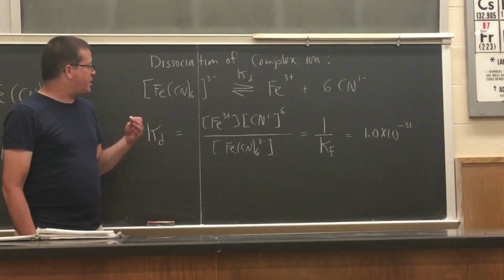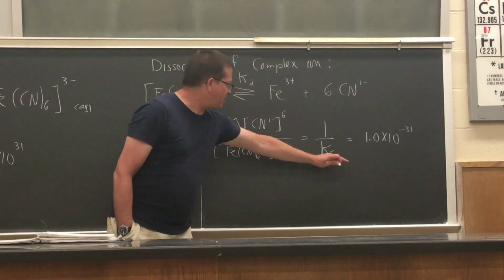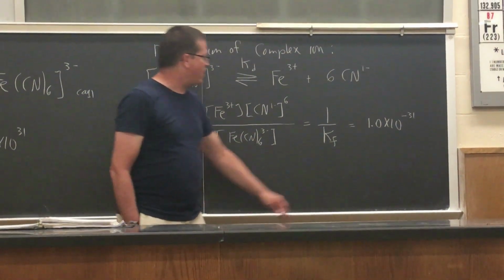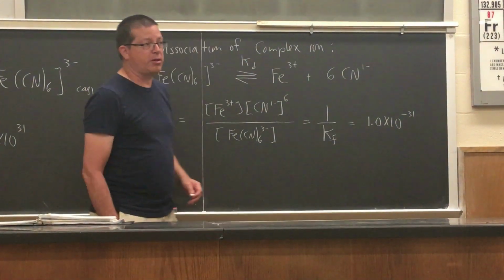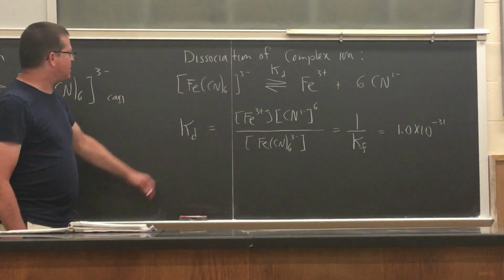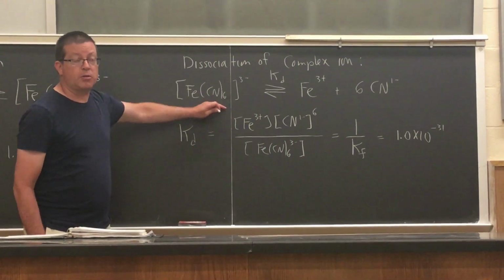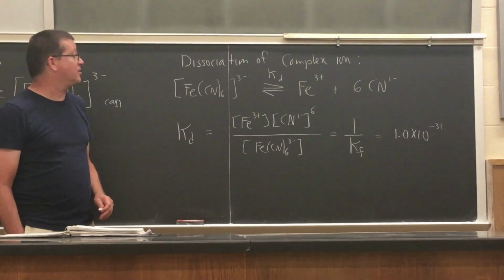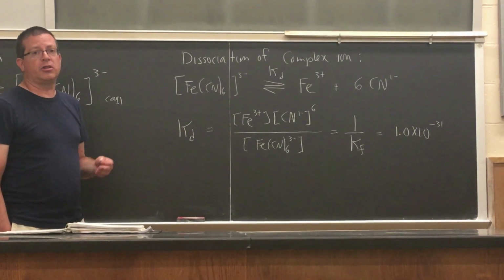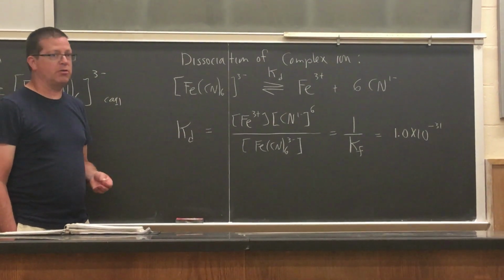Since all we did was flip a reaction, we can calculate a Kd from a Kf by just taking the inverse of the Kf. When we do that, in this case, I get a value of 1 times 10 to the minus 31st, a very small number. That's exactly what I would expect, because we know that the complex ion is going to be very stable compared to its component ions in solution. As a result, this equilibrium should lie very much to the left, the reactant side. So that would suggest a very small value of K.